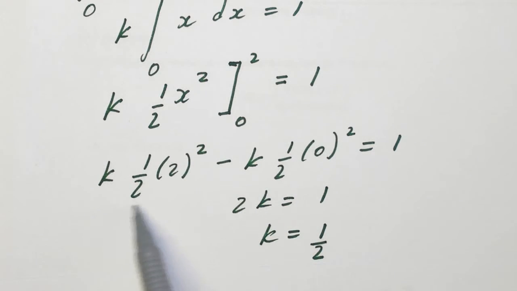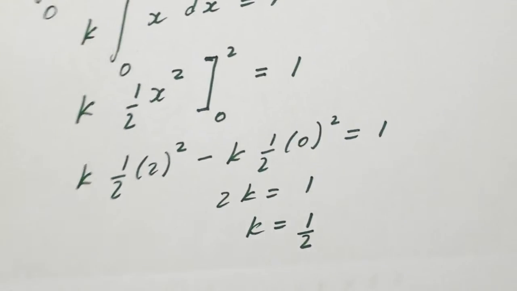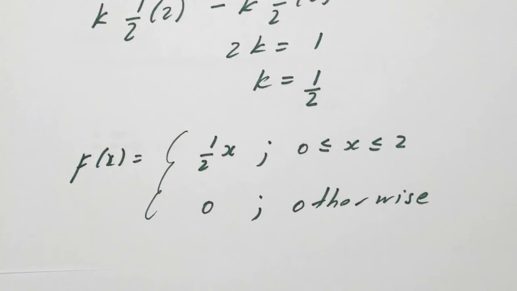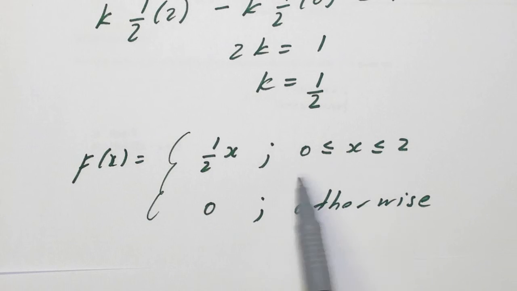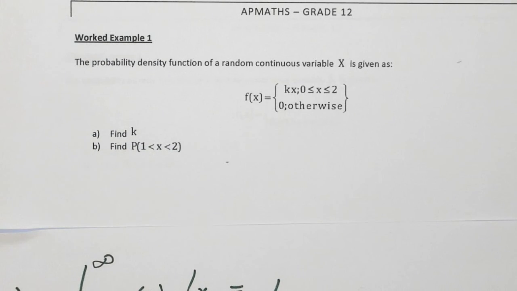If I simplify this, we get k over 2, and this is 0, and k over 2 is 1. And if you solve, you get that k equals 2. Then rewrite your probability function. If I rewrite my probability function, where f of x is 2x, and this is between 0 and 1, or 0 otherwise.